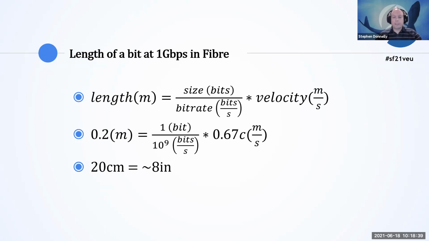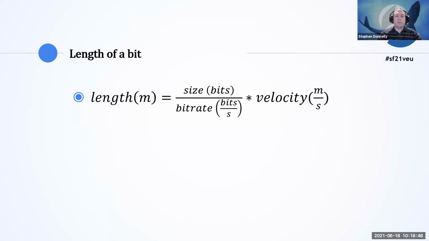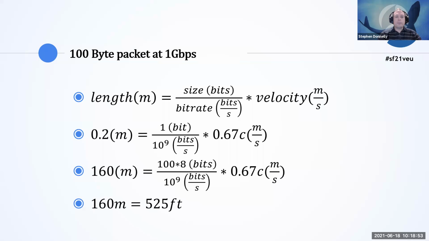And that turns out to be about 8 inches, which, if you were paying attention, was the length of distance on our tape measure at the beginning. So that's about 1 bit at 1 gigabit per second in fiber. But if we want to think about a packet, obviously a packet is made up of lots of bits. And if we had, say, let's arbitrarily say 100 byte packet, 800 bits long, that packet is 160 meters long. So we've kind of answered part of the question, which is how long is a packet? This particular packet is 160 meters.